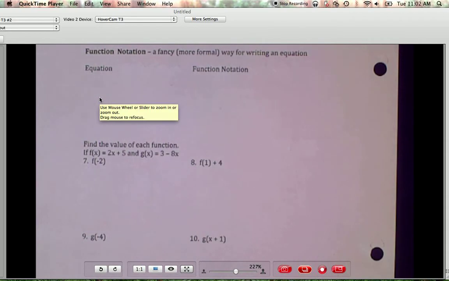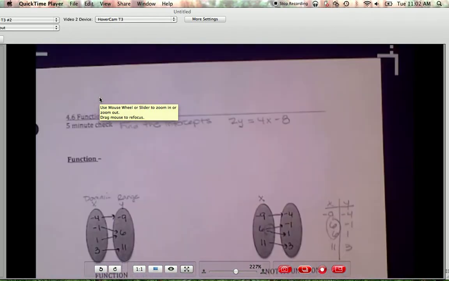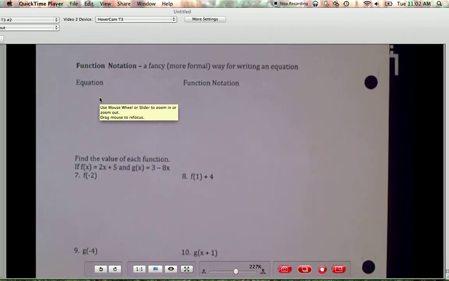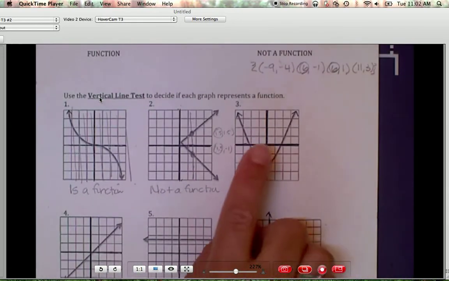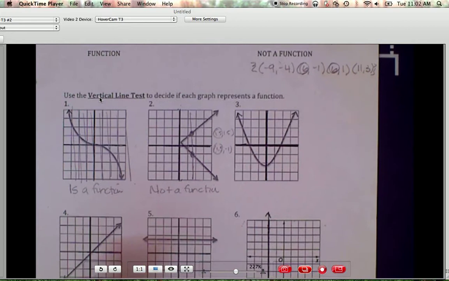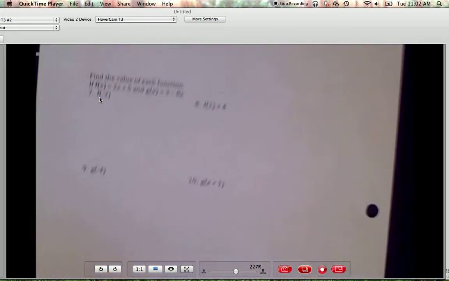We're going to continue with section 4.6, functions, on the back side of the notes. So we'll flip to the back side and talk about function notation. If you haven't completed number 3, 4, 5, and 6 on your own to bring to class tomorrow, then you should make sure that you have finished those.